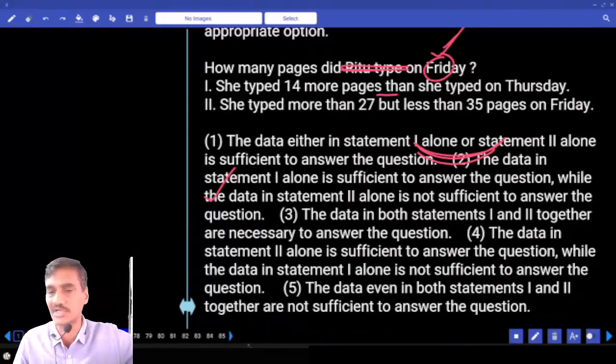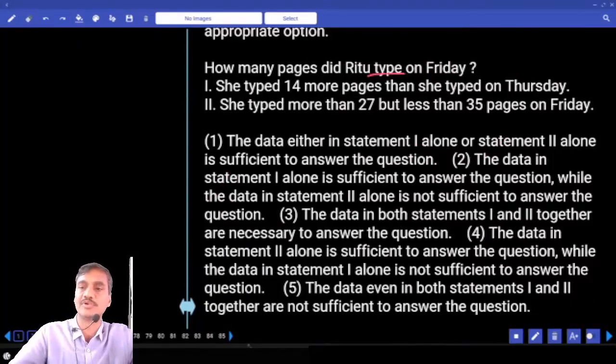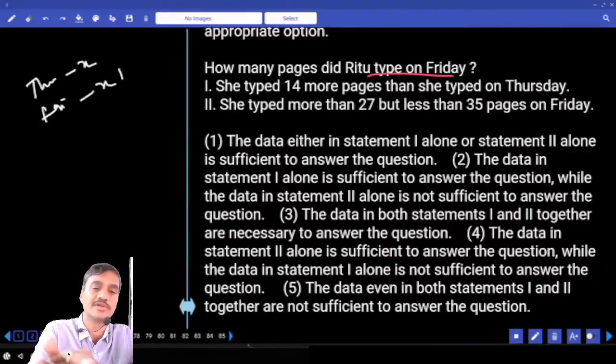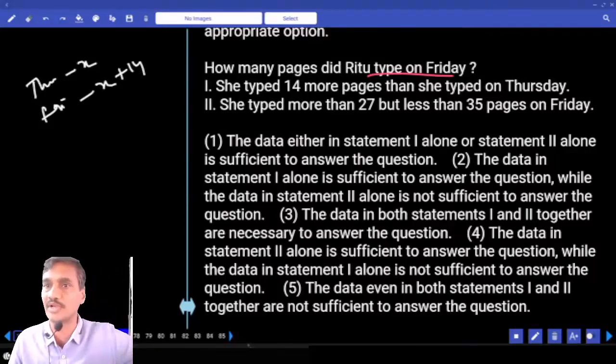How many pages did Ritu type on Friday? And she typed 14 more than on Thursday. Now, if Thursday is X, Friday will be X plus 14. Hence we need to identify what X is. Hence 1 alone is not sufficient.